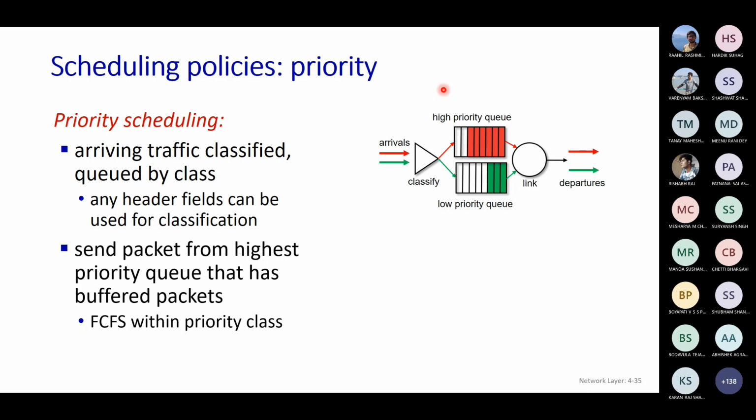Now, if there are too many packets in the same priority class, we can use FCFS, whereas between the classes we have priority transmission. I hope I'm clear. Between the two queues, the high priority queue and the low priority queue, we schedule the packets according to the priority scheduling policy. But within the same priority queue, we schedule the packets as per FCFS.